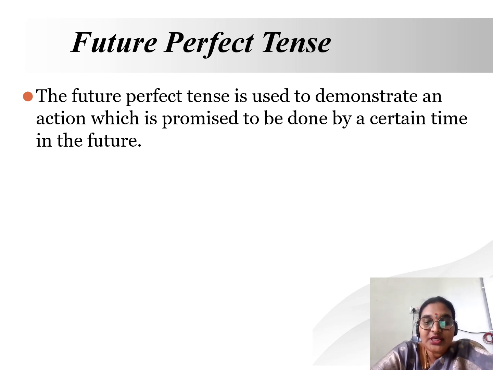And just think that your examination time is from 10 to 1, and someone asks you what you will be doing at 1:10 tomorrow. Then you can say, I will have done my exam by this time tomorrow. That means if an action will be done by a particular point of time in the future, then you can take the help of future perfect tense.